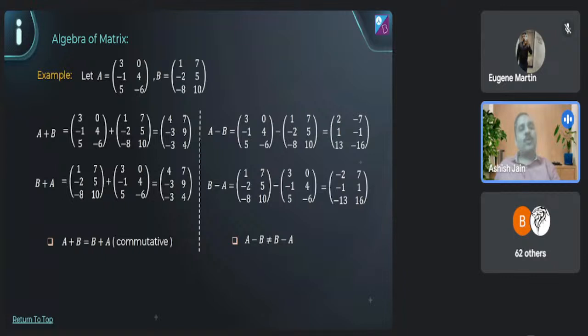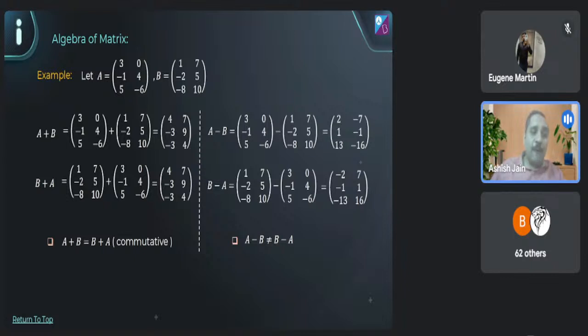So first row, first column element of A is added to the first row, first column element of B. Here we have 3 plus 1, which is 4, 0 plus 7, 7, minus 1 minus 2, minus 3, 4 plus 5, 9, 5 minus 8, minus 3, minus 6 plus of 10, it is plus of 4. All right. So this is A plus B.